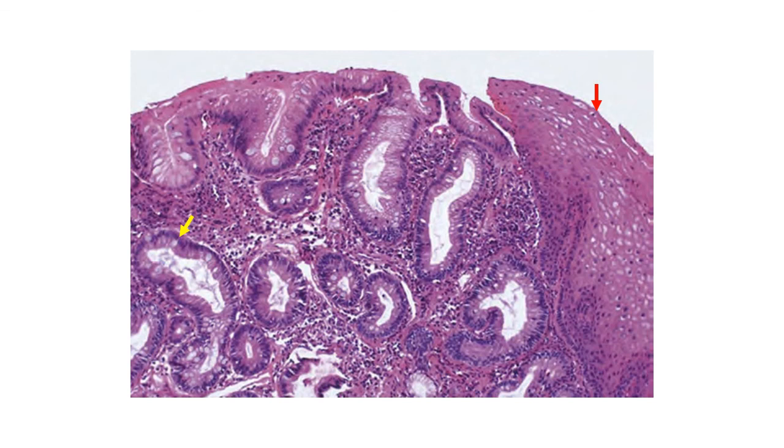This is the photomicrograph of Barrett's esophagus, and on the right there is a squamous epithelium while on the left there is columnar epithelium. The columnar epithelium is showing the presence of goblet cells, and the goblet cell presence is the intestinal type of metaplasia that is diagnostic of Barrett's esophagus.